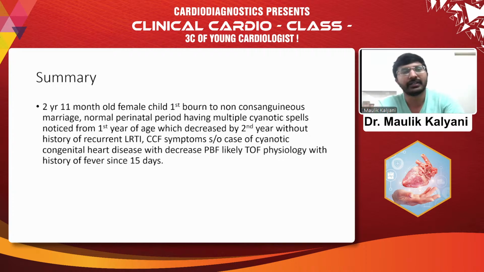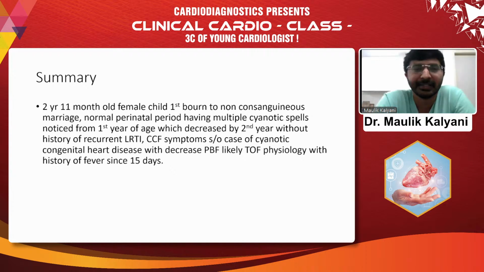So, summary: a 2 year 11-month-old female child, firstborn to a non-consanguineous marriage, with a normal perinatal period, having multiple cyanotic spells noticed from the first year of age, which decreased by the second year, without history of recurrent LRTI or CCF symptoms. So the possibility is a case of cyanotic congenital heart disease with decreased pulmonary blood flow, likely tetralogy physiology, and now having a history of fever for 15 days.